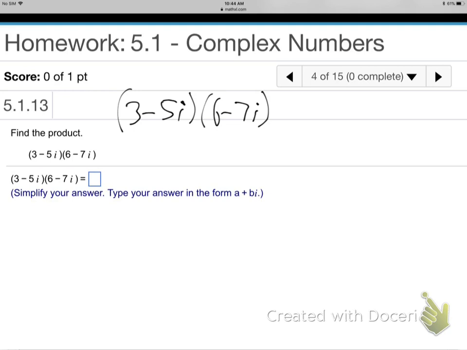All right, so go ahead and FOIL that out. And when you get to i squared, replace it with -1. Everything else is normal. But when you get i squared, replace that with -1.